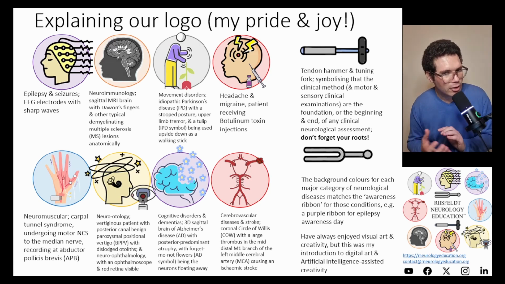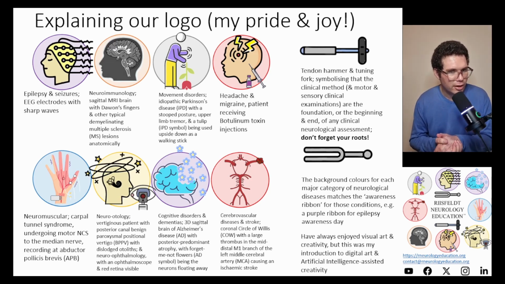And then this patient is undergoing diagnostic testing with nerve conduction studies. So the stimulator is being placed over the median nerve at the wrist, just proximal to the flexor retinaculum of the carpal tunnel. And then the recording electrode is being placed over the bulk of the muscle belly of the APB, the abductor pollicis brevis muscle.